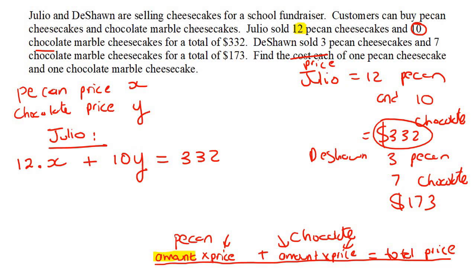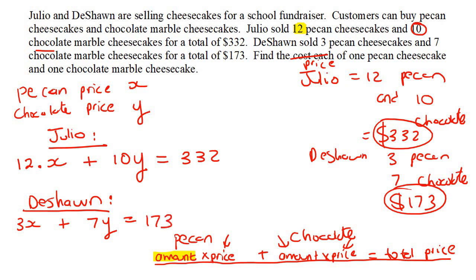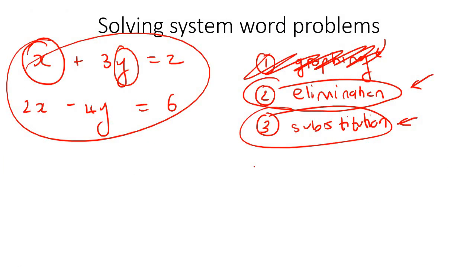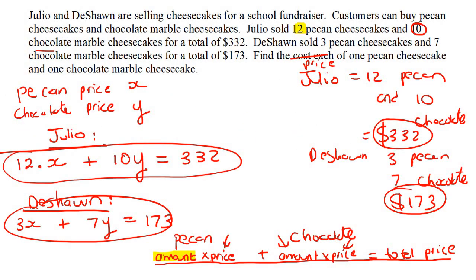Then we move on to Deshaun. Deshaun sold 3 pecans, so shame, only 3, Sean, you can do better. And then 7 chocolate marble cheesecakes, so that's that. And the total price that he earned was 173. There we go. We now have the 2 equations, just like we used to do back in the day where we were solving with graphing, elimination, substitution. From this point onwards, you should be okay with how to solve for X and Y.